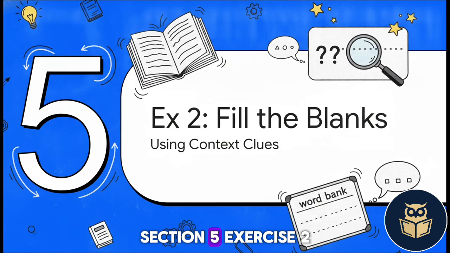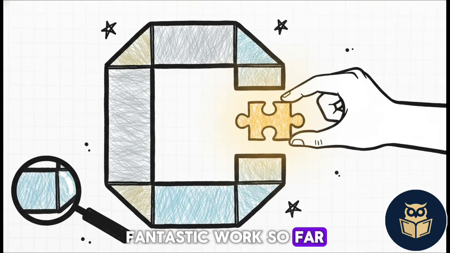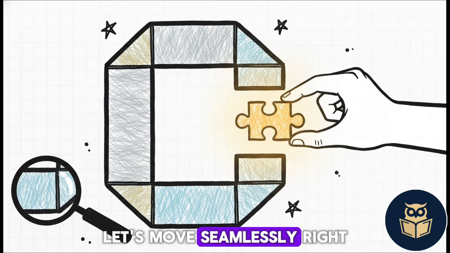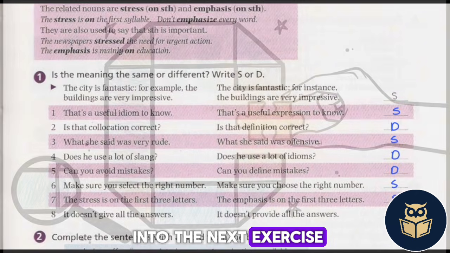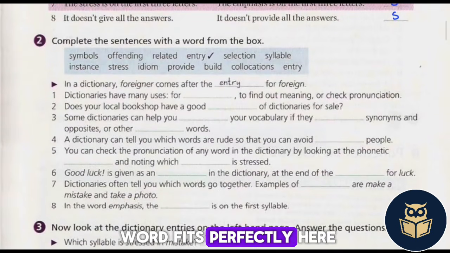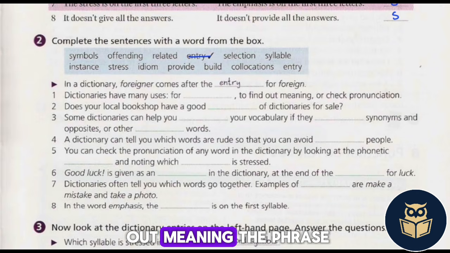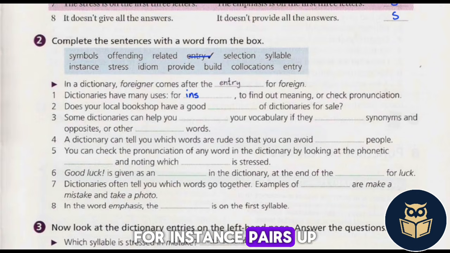Section 5, Exercise 2, Fill the blanks. Fantastic work so far. Let's move seamlessly right into the next exercise. Remember, context clues dictate which word fits perfectly here. For number 1, dictionaries have many uses. For instance, to find out meaning. The phrase for instance pairs up perfectly to mean for example.